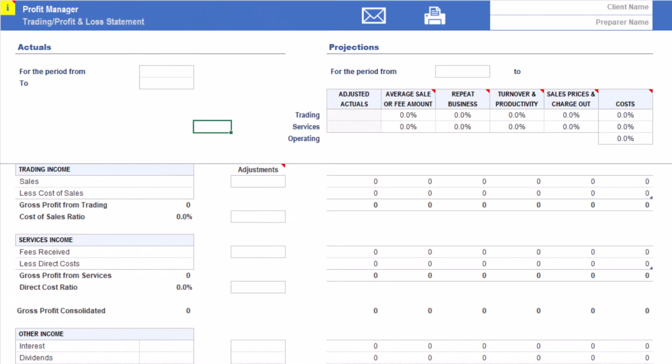Next, he meets with a long-term client who wants help in improving the profitability of her business. He downloads our Profit Manager workbook to project and test different scenarios which will increase net profit.